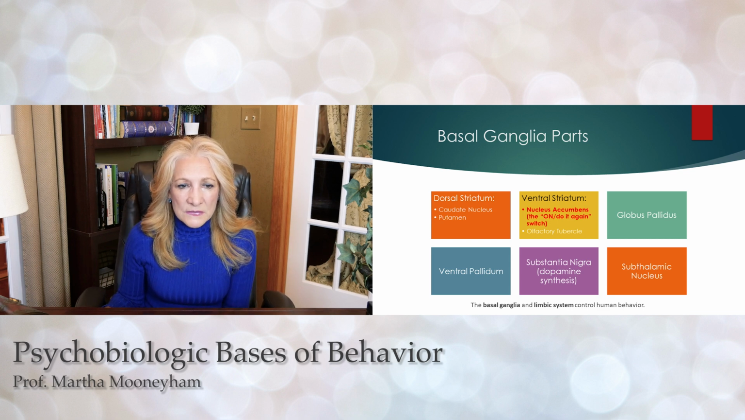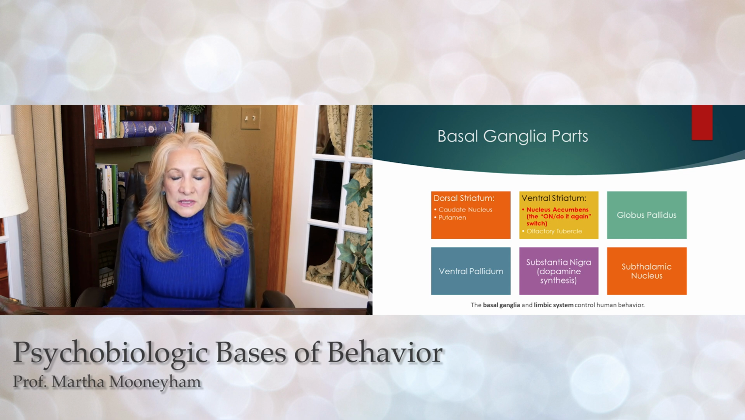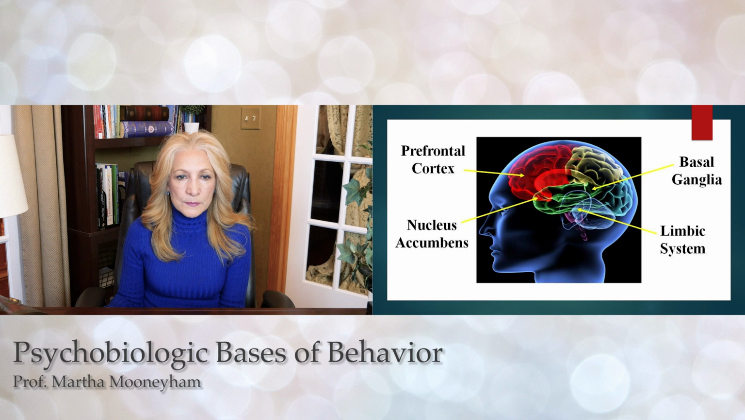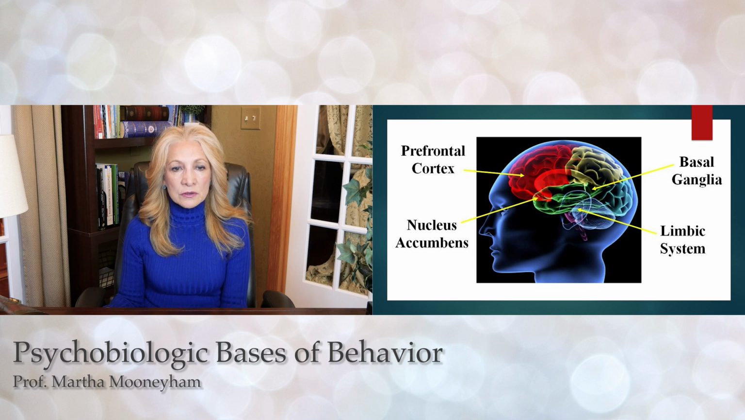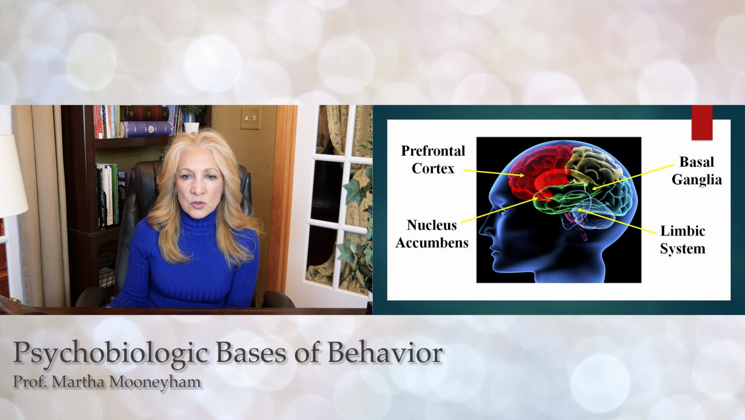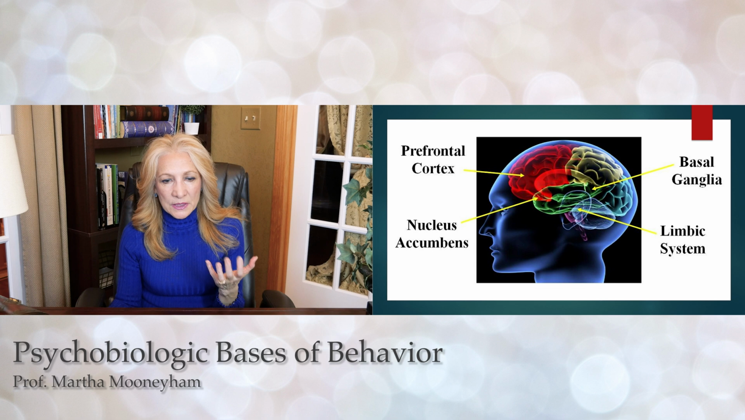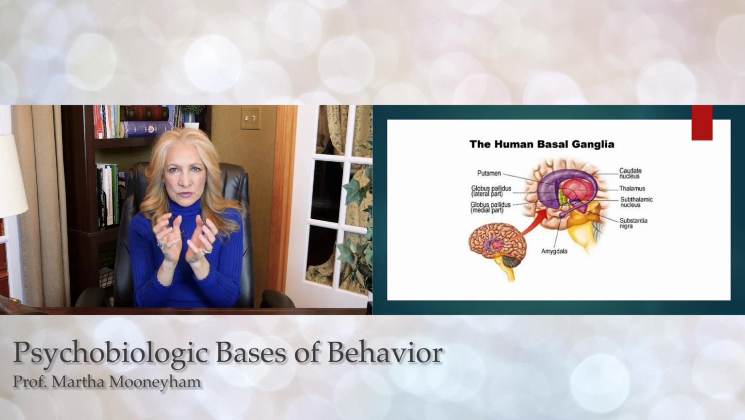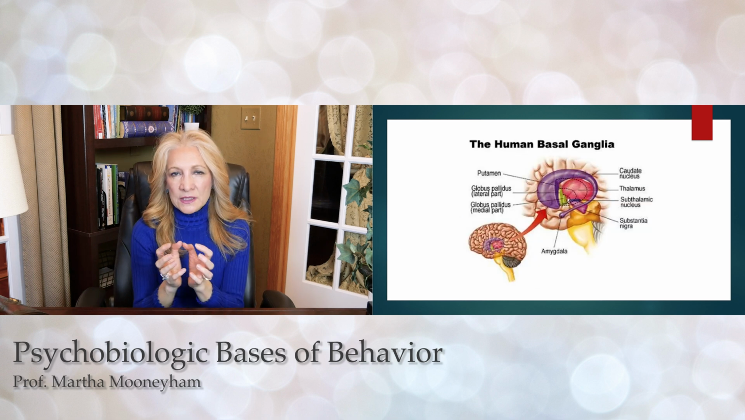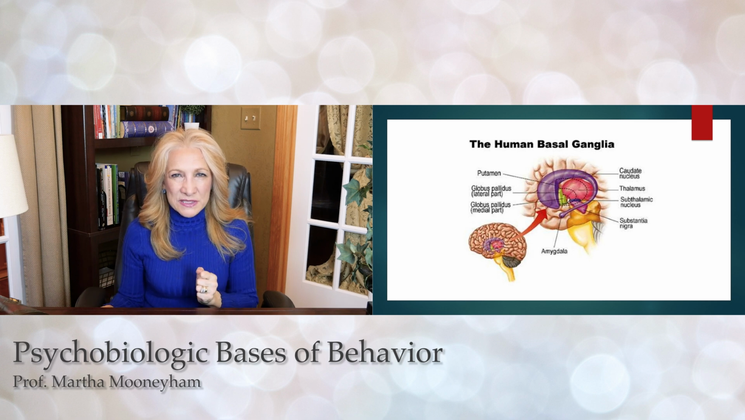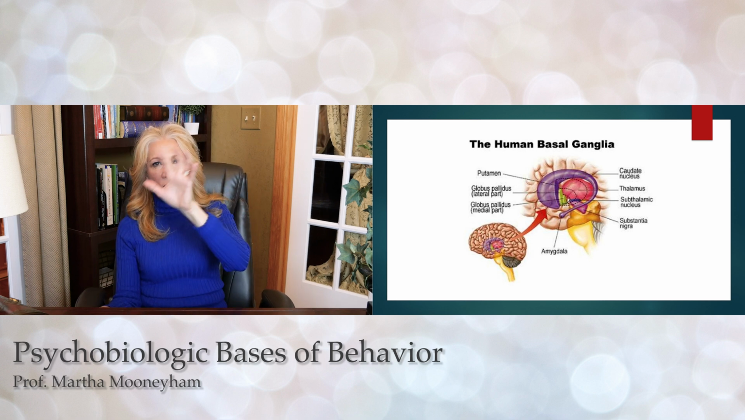The basal ganglia and the limbic system basically control human behavior. And here is a picture of your prefrontal cortex, the basal ganglia, the limbic system, the nucleus accumbens, and you can see again, and on the next one too, how beautifully wrapped together everything is. Everything in its place, everything with a very specific function, everything working together.